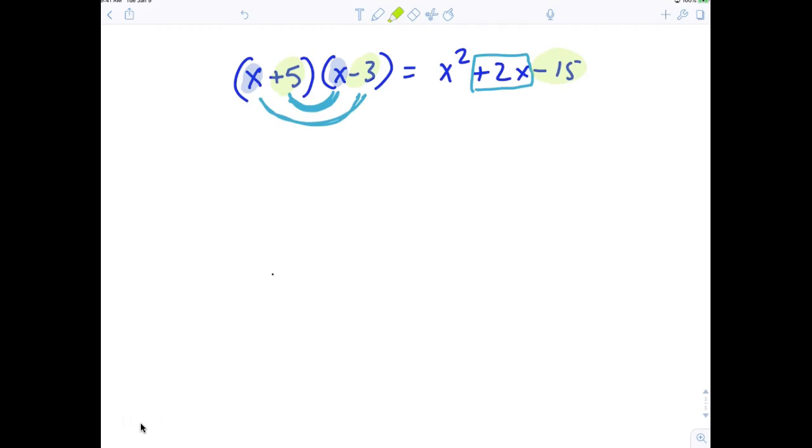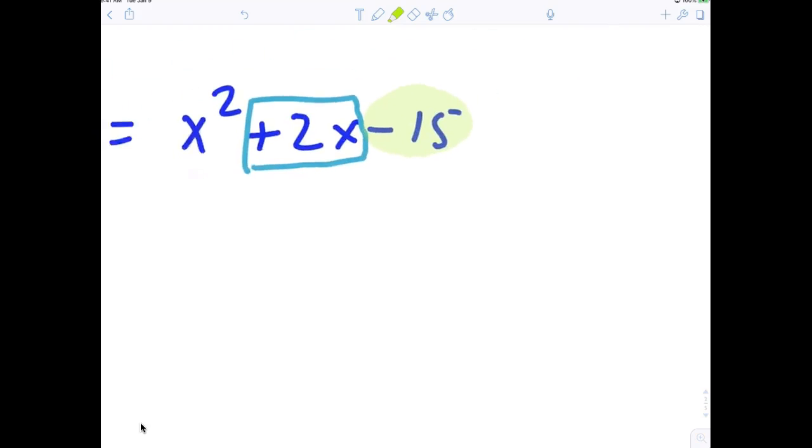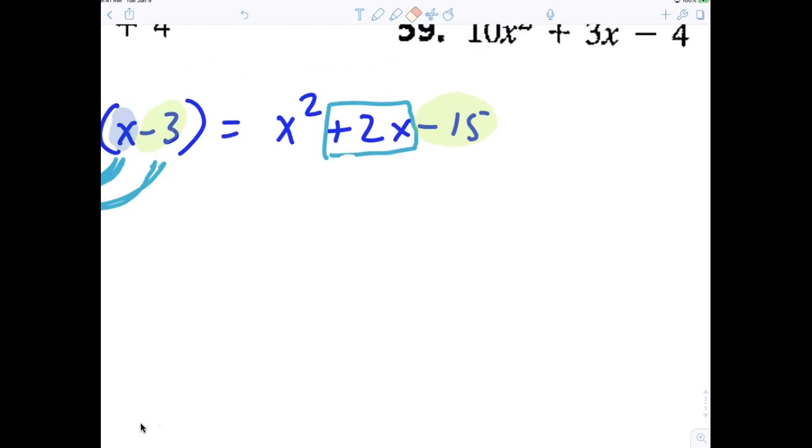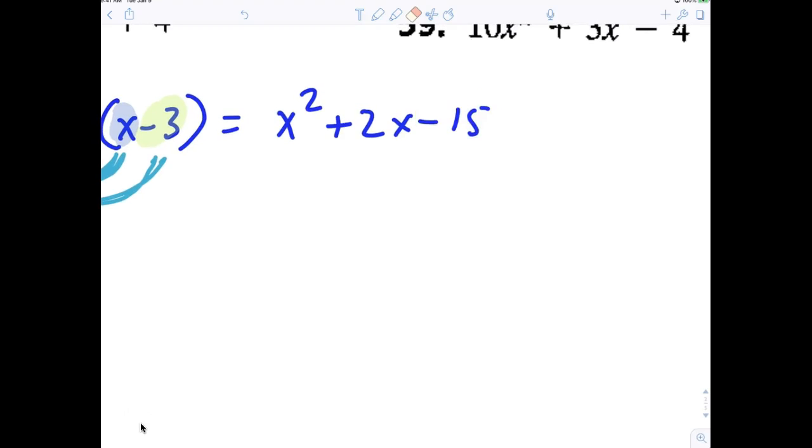Now, the question we have today is this. If I give you x squared plus 2x minus 15, you have to tell me what the two factors were. So you always start with two sets of parentheses. That's how you work this out. Now, what are the only two things that make x squared? The only two things that make x squared is x times x.